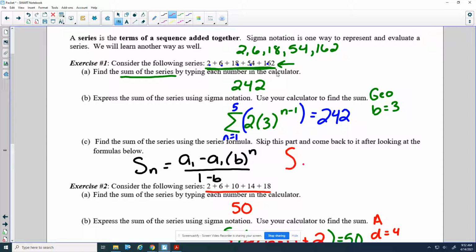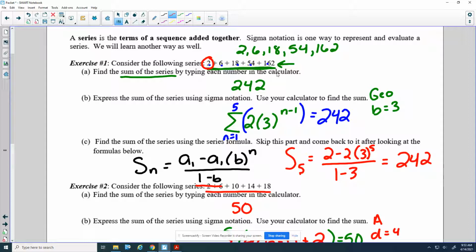So S sub 5 is a sub 1, which is 2. And this 2 minus 2 doesn't become 0 because the second 2 gets multiplied by our b value. We're multiplying by 3. The n value is 5, over 1 minus 3. That's 1 minus b on the bottom. So it happens to be negative 2 in this case, right? So when I type that in my calculator, that is going to give me also 242.